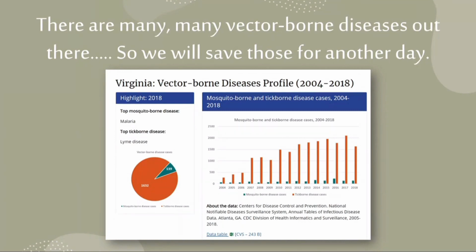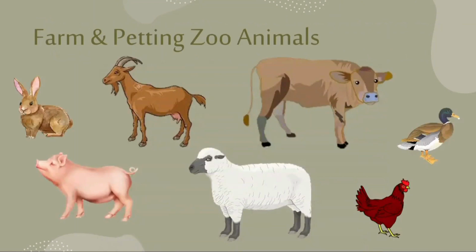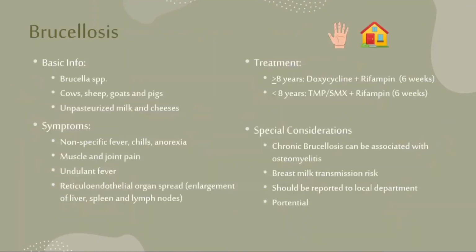So here's just a basic chart that is for Virginia specifically. It talks about tick-borne and mosquito-borne diseases and how we're seeing the rise in prevalence there, especially in the tick-borne diseases. So CDC has great information about all of these. We're going to start out with farm and petting zoo animals. So if anybody went to the pumpkin patch last fall and petted the animals, or you're at the apple orchard with the little kitties, these are some things to be familiar with.